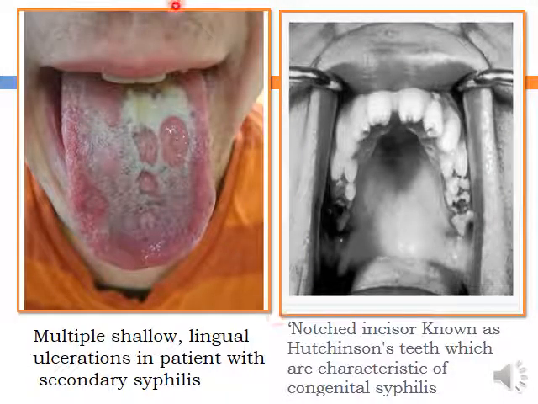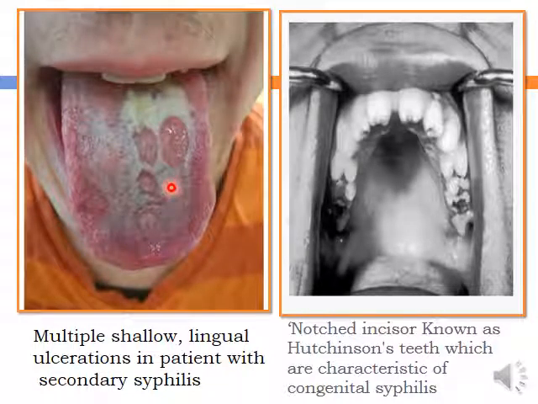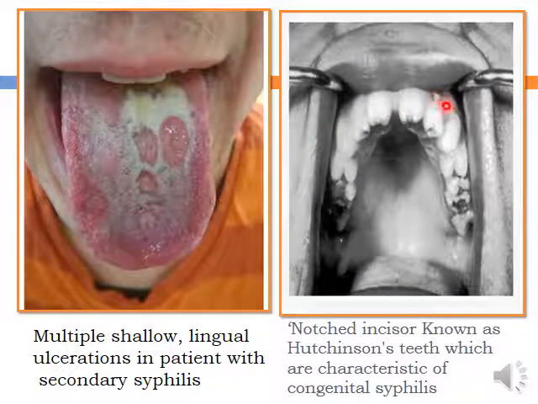This is a tongue with multiple ulcerations found in patients with secondary syphilis, and this is the appearance of teeth in congenital syphilis. We see they are notched teeth. They are called Hutchinson teeth.